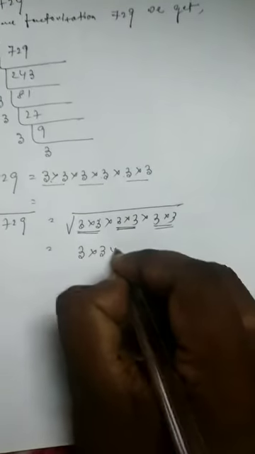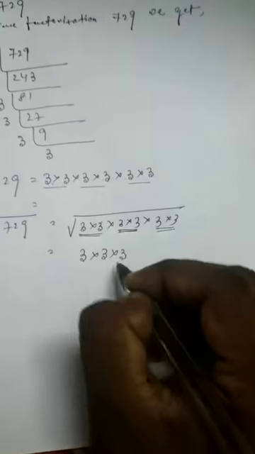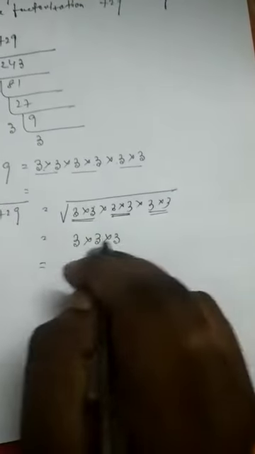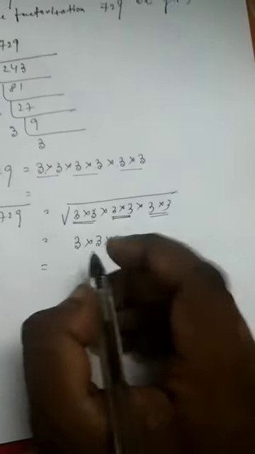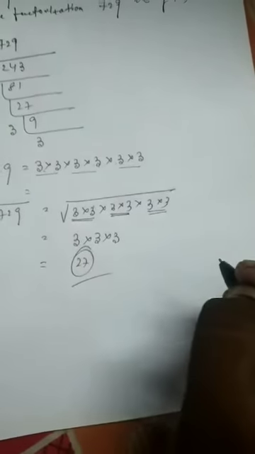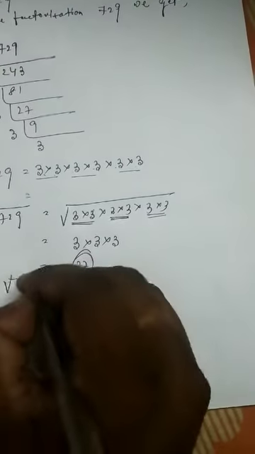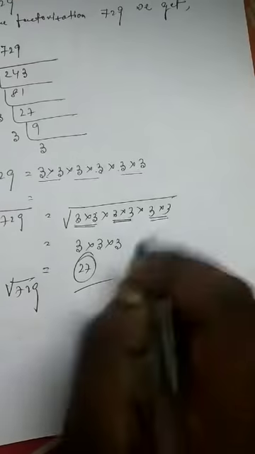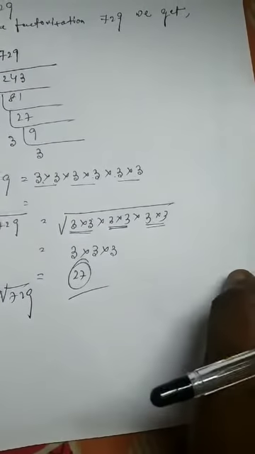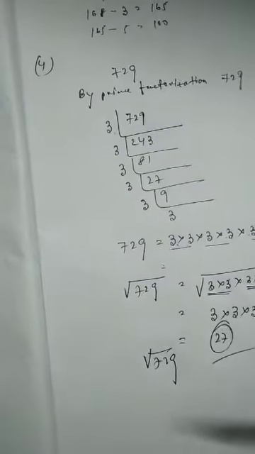From this pair, one 3 will come out. From this pair, one 3 will come out. This is 3 3s are 9, 3 9s are 27. Means root over 729 is equal to 27. Let's try with one more number, that is 400.